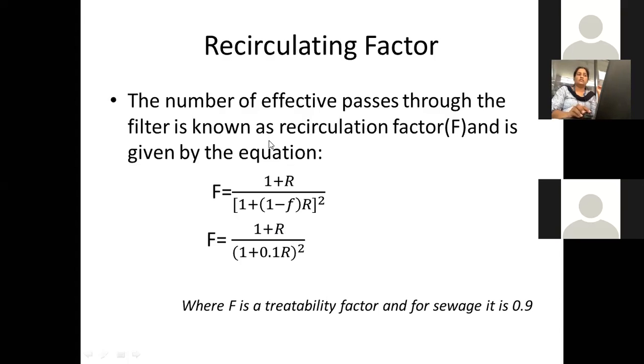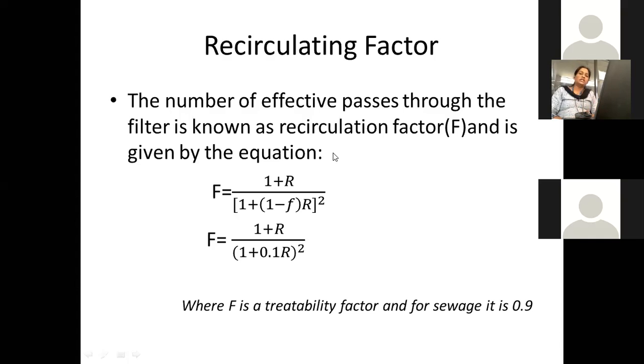Are you getting it? The number of effective passes, from the outlet of the effluent treatment plant to before the trickling filter. The number of effective passes through the filter is known as the recirculation factor, and it is given by the equation F is equal to (1 plus R) upon (1 plus (1 minus f) into R) whole squared, where capital F is the recirculation factor, small f is the treatability factor.